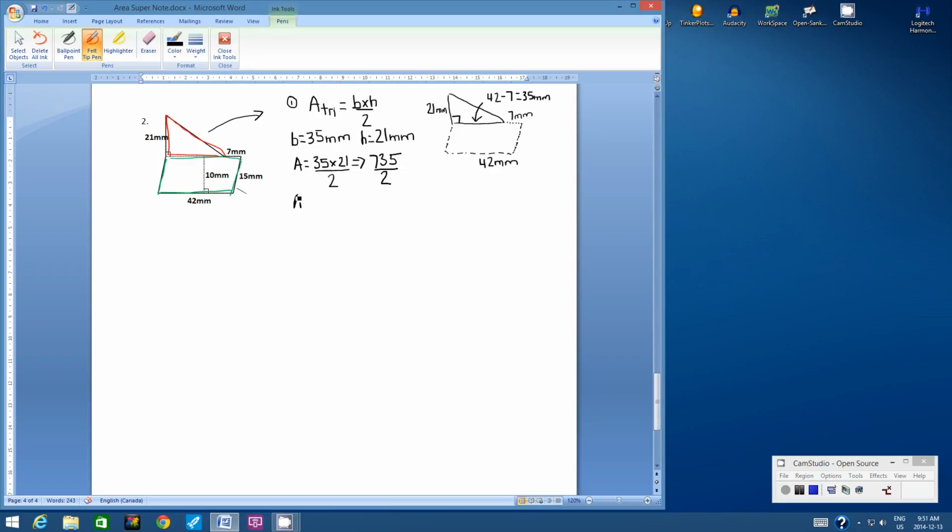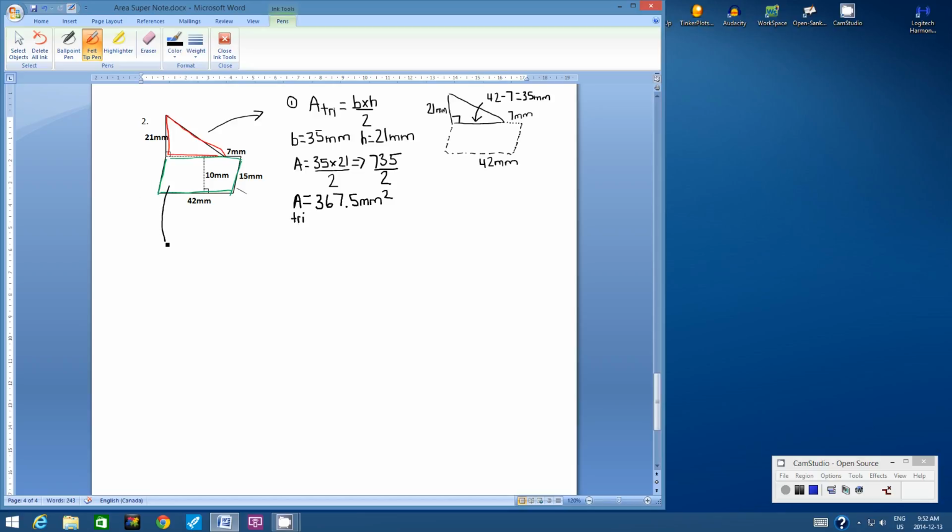So that's going to give us our answer line. So 735 divided by 2, using your calculator, is 367.5 millimeters squared. Okay, so that's the area of the triangle.